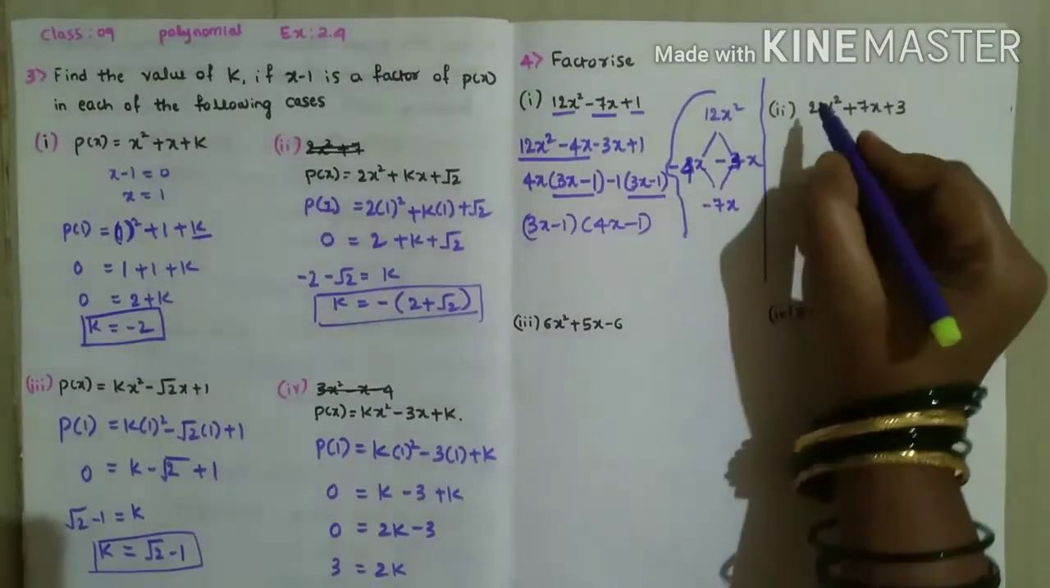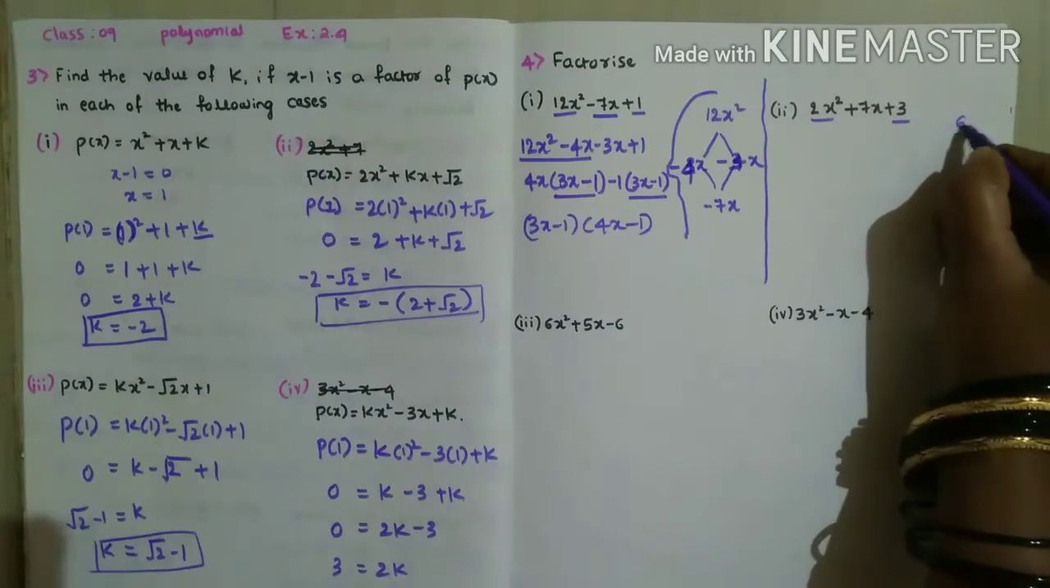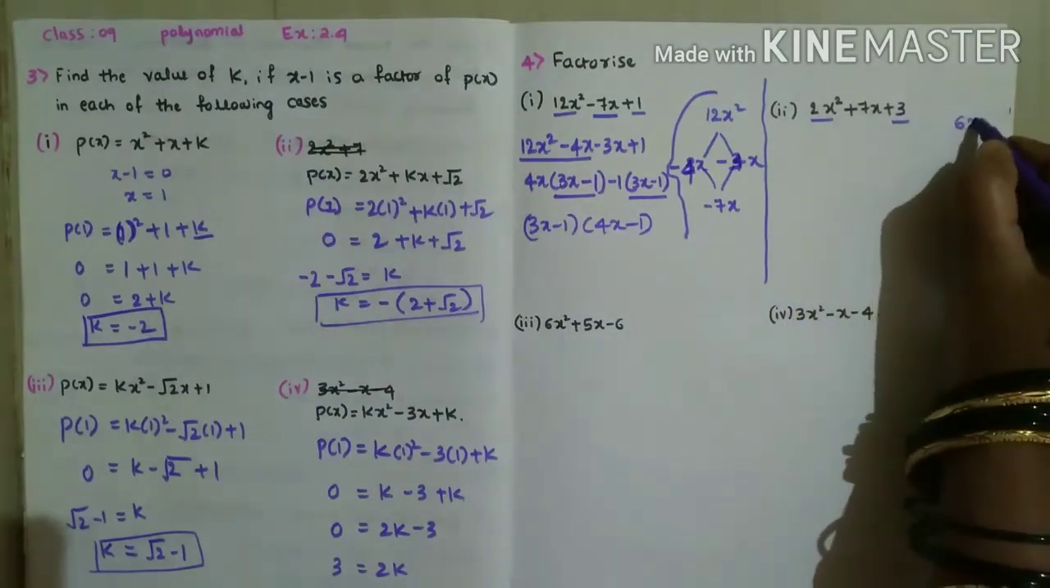Now here also first term and the last term we have to multiply. 2x square into 3 is 2 into 3, 6x square.